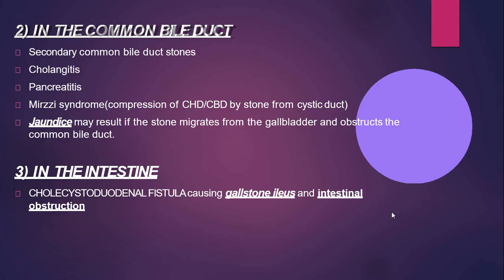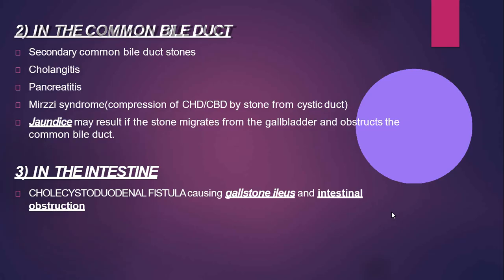What is Mirizzi's syndrome? Already I talked about it in obstructive jaundice: compression of the common hepatic duct or common bile duct by stones from the cystic duct or Hartmann's pouch. And when they block the common bile duct, the patient presents with jaundice, which is the most common complication of gallstones, that is cholelithiasis. So jaundice may result if the stone migrates from the gallbladder and obstructs the common bile duct. So this jaundice pattern is obstructive jaundice.